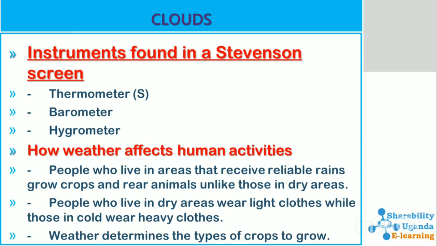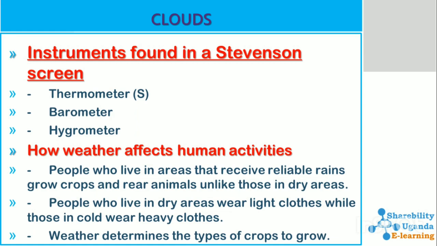Take, for example, people living around Mountain Elgon. They receive reliable rains throughout the year. So these people are capable of growing crops, they are capable of keeping animals, they are capable of doing a lot of agricultural activities compared to people living in dry areas, I mean semi-desert areas.